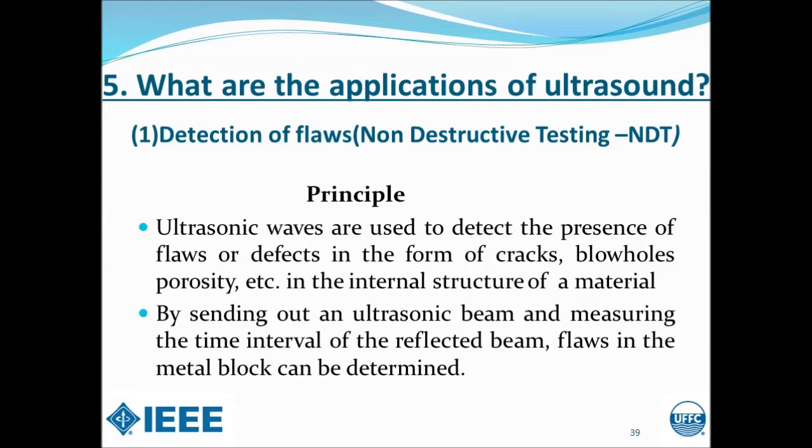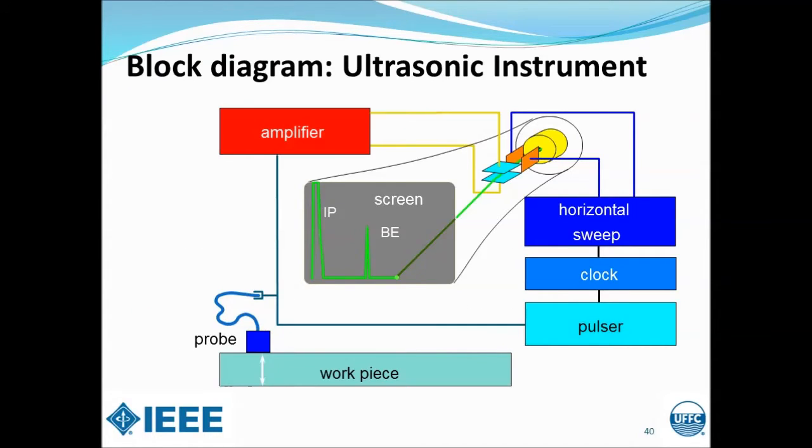These include detection of flaws through non-destructive testing, or NDT. The principle here is that ultrasonic waves are used to detect the presence of flaws or defects in the forms of cracks, blowholes, porosity, etc. in the internal structure of a material. By sending out an ultrasonic beam and measuring the time interval of the reflected beam, flaws in the metal can be determined. Below is the block diagram from an ultrasonic test instrument.